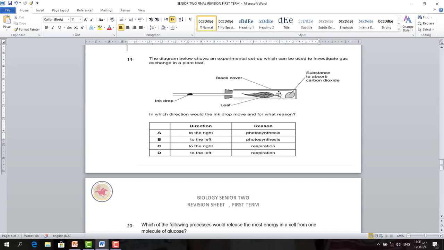And cellular respiration produces what? Carbon dioxide. The carbon dioxide will be absorbed by this substance, so the amount of gas inside the test tube will be reduced. The ink drop will move inside, not outside. The direction of the ink drop will be to the left due to respiration, D.